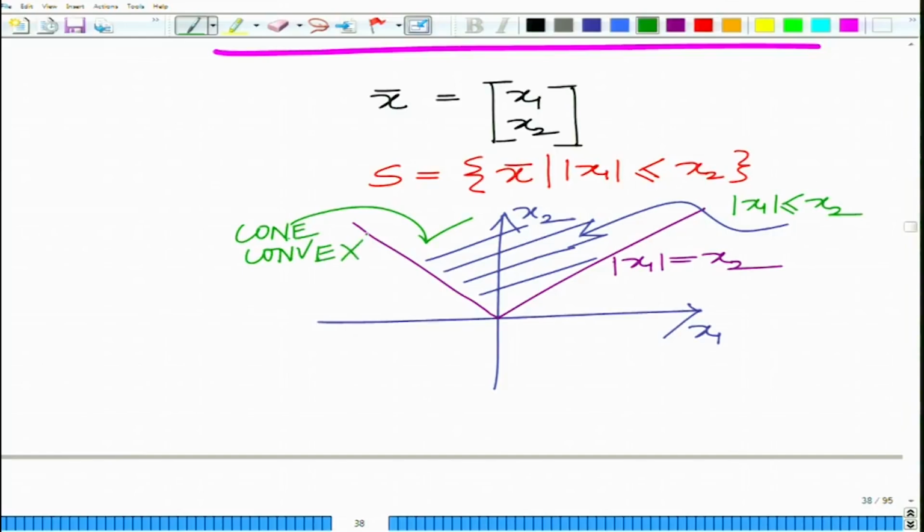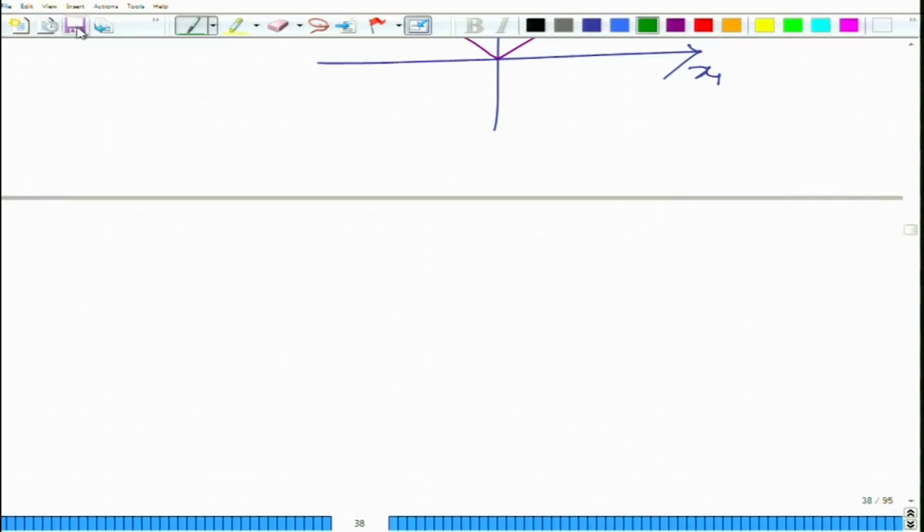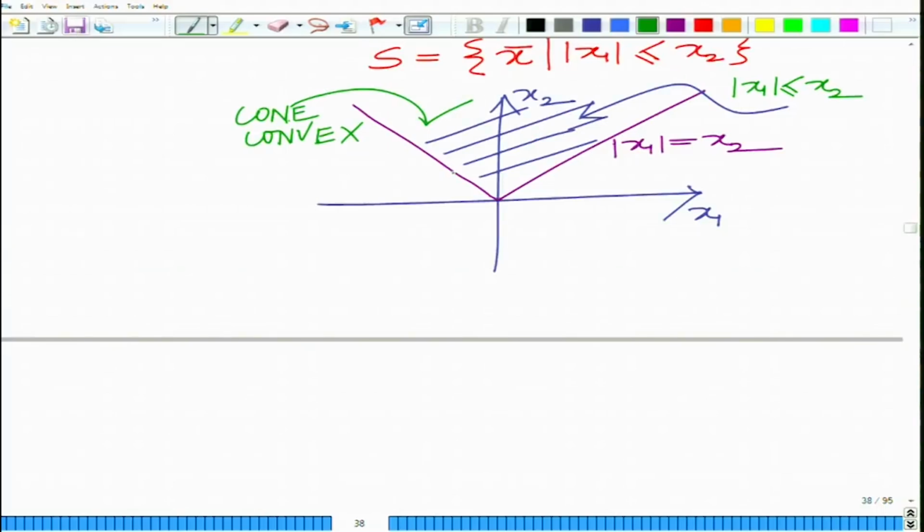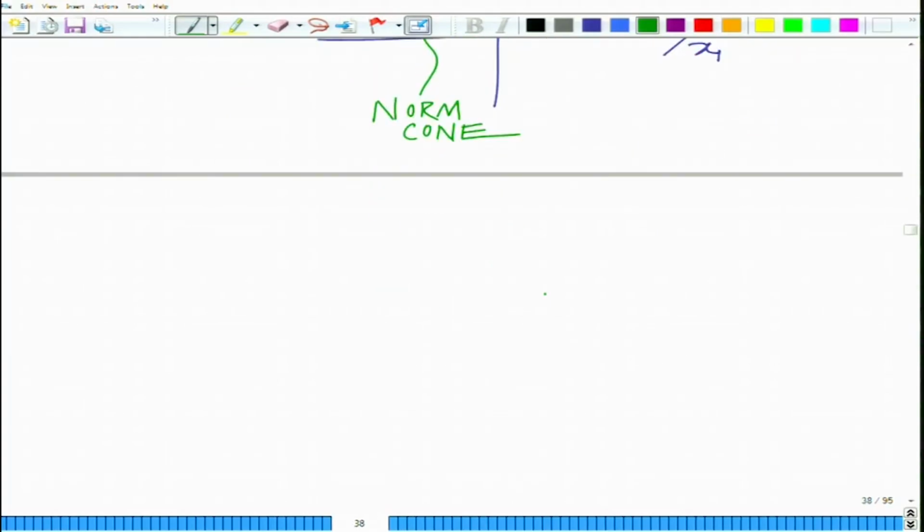So, this is termed simply as a cone, or also a convex cone. It is a two-dimensional plane in which we are considering all the vectors such that magnitude of x1, that is the first coordinate, is less than or equal to x2. And this is a convex region. This is also termed as a norm cone, a convex cone or a norm cone.